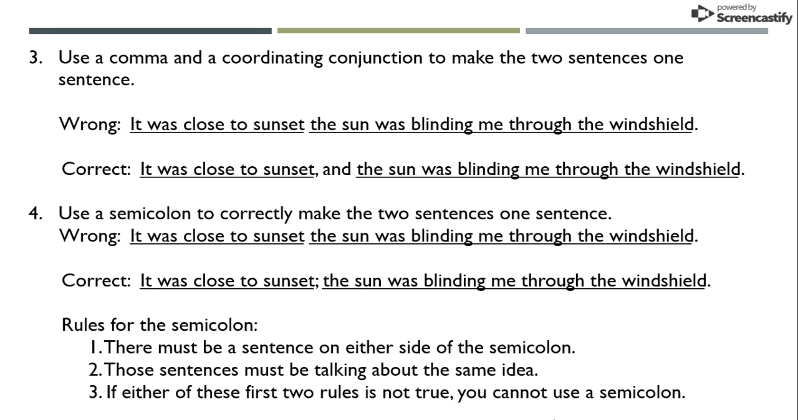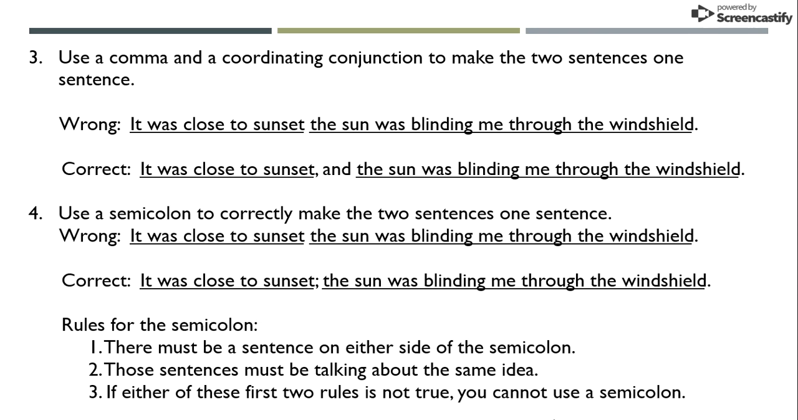The next way to fix a fused sentence is to use a semicolon. There are some things that you're going to want to consider when you use the semicolon. There are three rules that you have to follow. Rule number one is there must be a sentence on either side of the semicolon. So right before you put in a semicolon, check the sentence in front of it, make sure it really is a sentence. Check the sentence behind it, make sure it really is a sentence. If one of those is a dependent clause or a fragment of some kind, you're not going to be able to use the semicolon to help you out here.